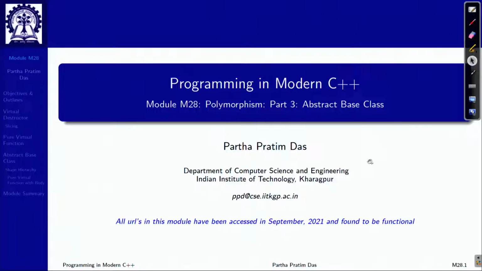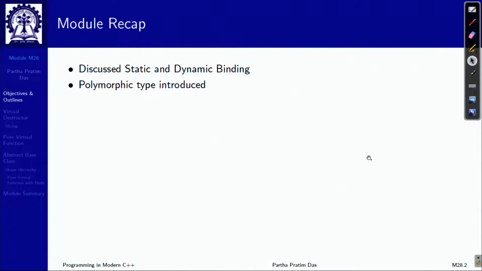In the last module, we have discussed static and dynamic binding. We have learned that an object may have a compile time type and a runtime type based on the type of binding it receives, and based on that we have polymorphic type introduced in C++.